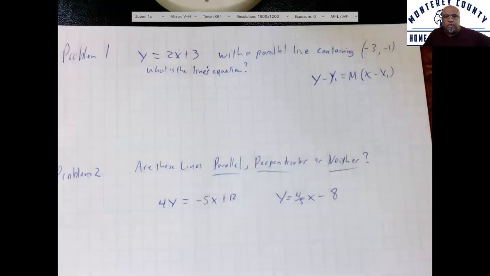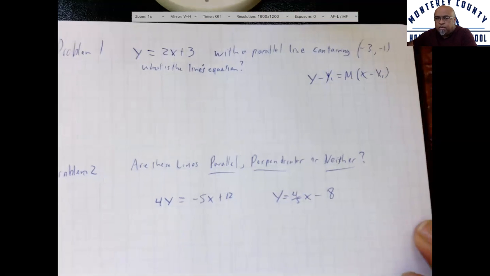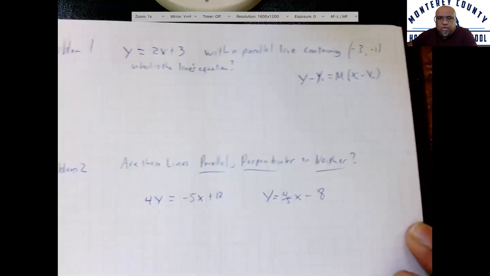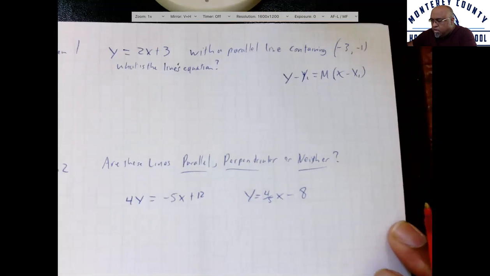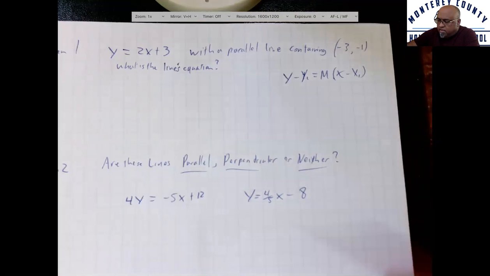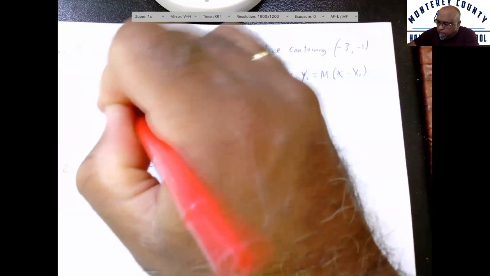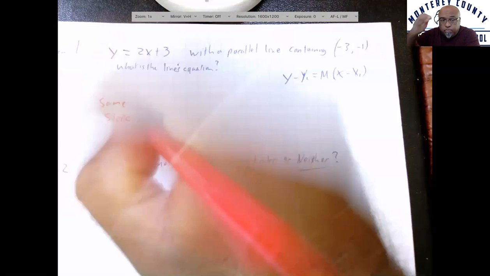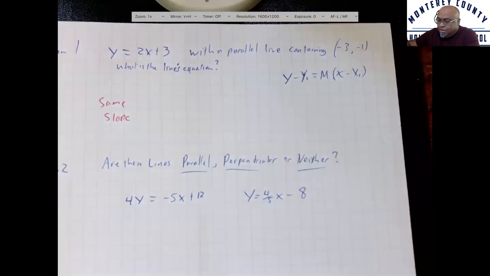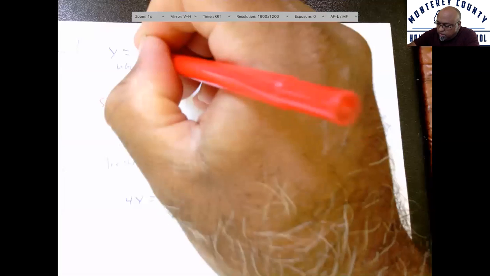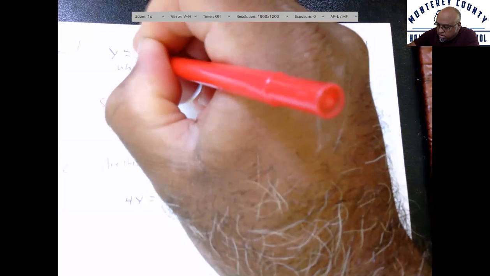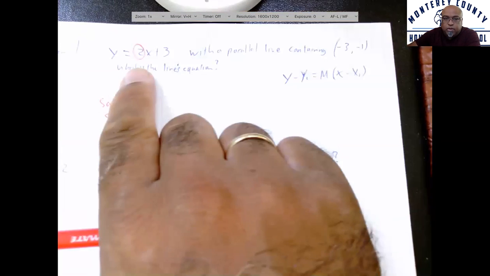Let's figure this out. Start with what we do know to figure out what we don't know. Okay? Here's what we do know. We know that the line is parallel, and we know that parallel lines have the same slope. Okay? So if they have the same slope, then the parallel line is going to have a slope of 2.